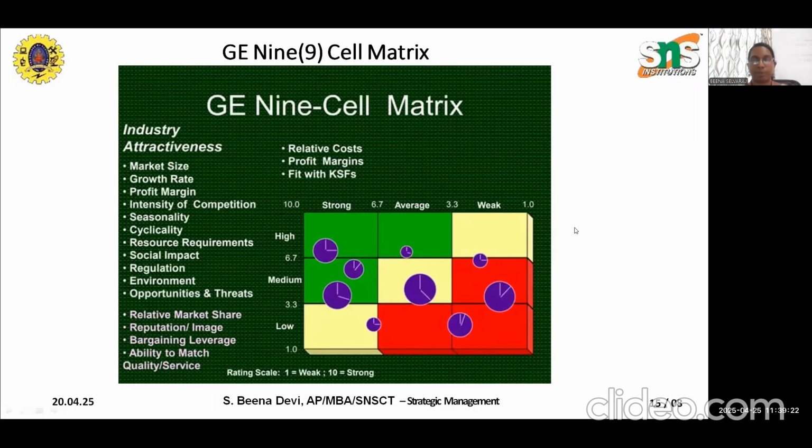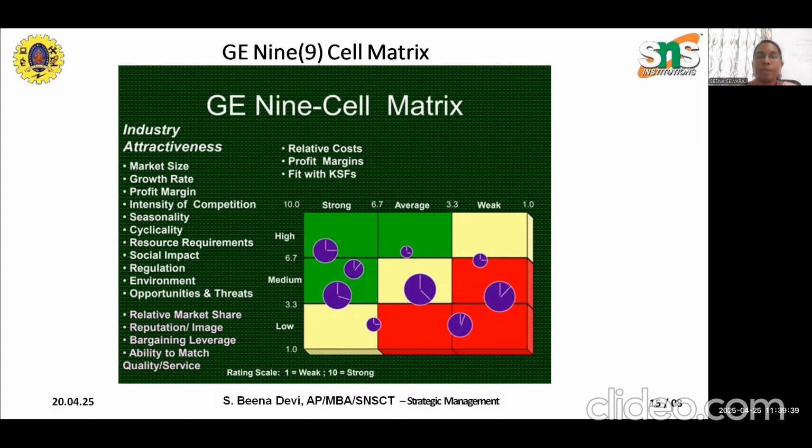Earlier in my videos, I have explained the gap analysis and McKinsey's framework. In this strategic management video, we are going to look into one of the important concepts, the GE 9 cell matrix. This is also one of the strategic tools which is implemented to relate the industry attractiveness and the business unit strength.